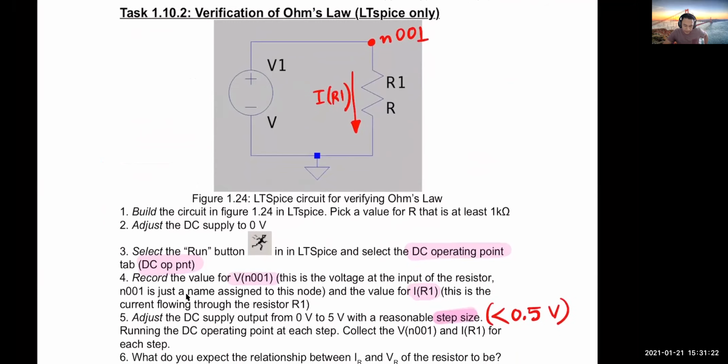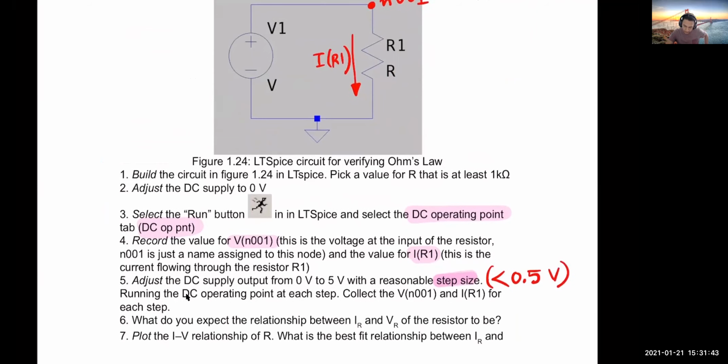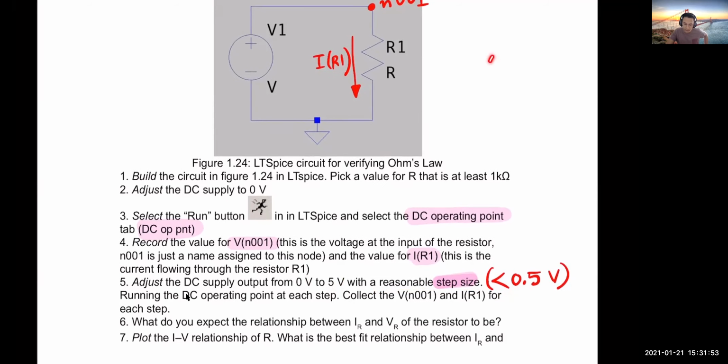Task 2 with LTspice is a verification of Ohm's law. We're building the circuit in LTspice with a power source and a resistor, and then we're going to apply different voltages. You're going to change this voltage from 0 volts to 0.5 volts with a reasonable step size, and make sure that the step size is at most 0.5 volts. So you can go 0, 0.2, 0.5, 0.81.